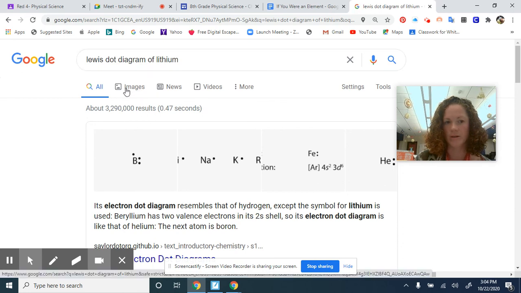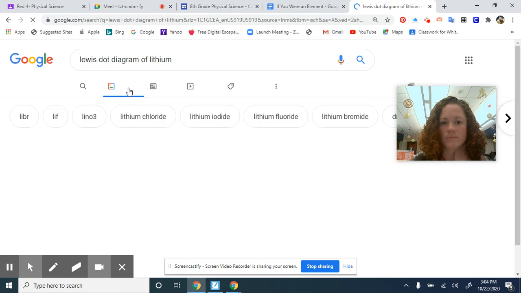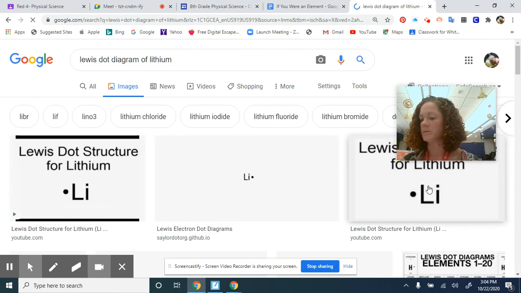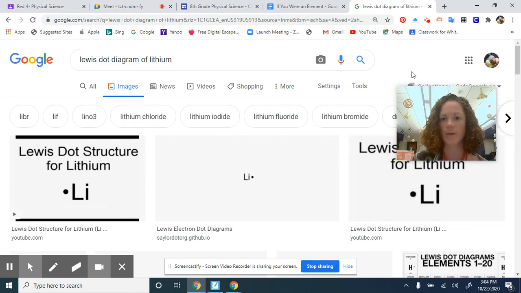None of those are lithium, so I have to wait for the images to come up. And here we have lithium, Li with a 1 dot. All right. So hopefully that is pretty straightforward. You guys can look it up, but you should also be able to do that on your own now.